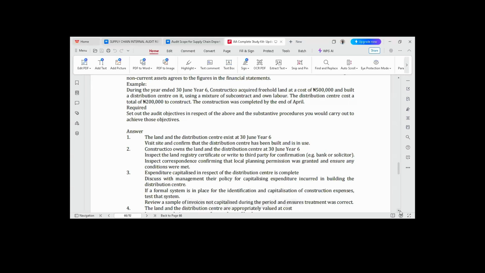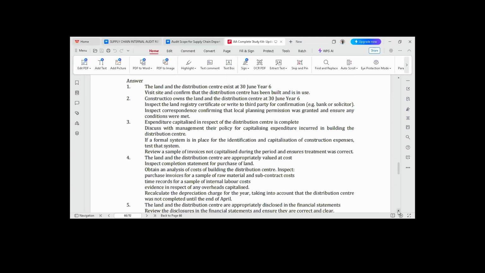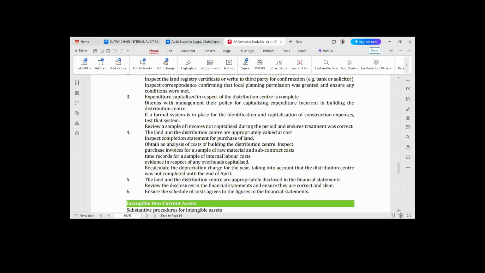These are self-explanatory, right? Then the land and distribution center must be appropriately disclosed. They must make sure that they properly disclose this distribution center in the financial statements. And ensure that the schedule of costs, that is, all the costs incurred to build the distribution center, agrees with the balance contained in the financial statements. Okay? You can see the procedure, right?